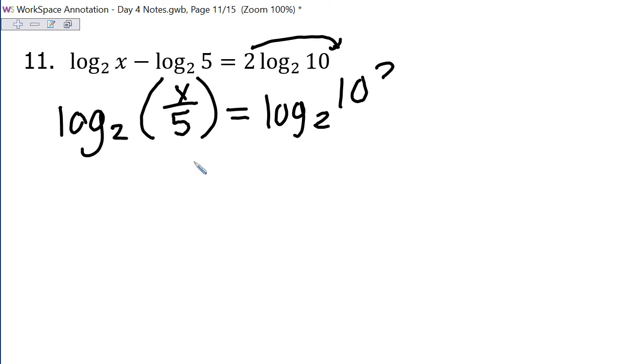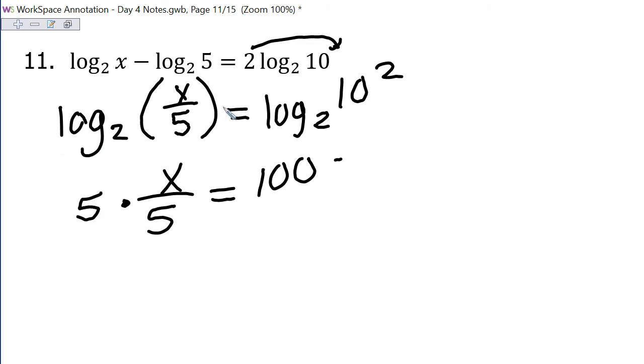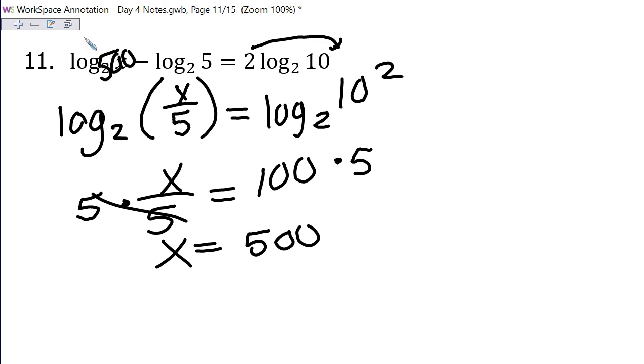So what happens with those log base 2s? They cancel. So this would be x divided by 5 equals, instead of 10 squared, now I'll put 100. The opposite of divide by 5: multiply both sides by 5. So that gives us x equals 500. And check it. If I put a 500 right here, does that make it negative? No. So it's just 500 for the answer.